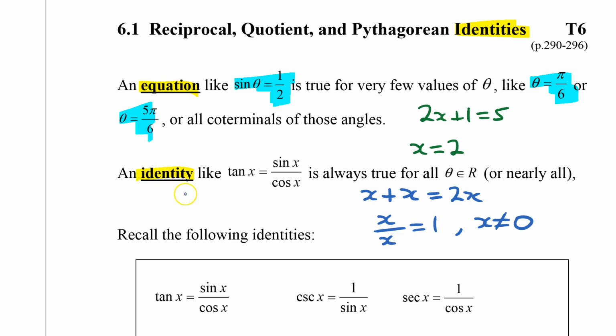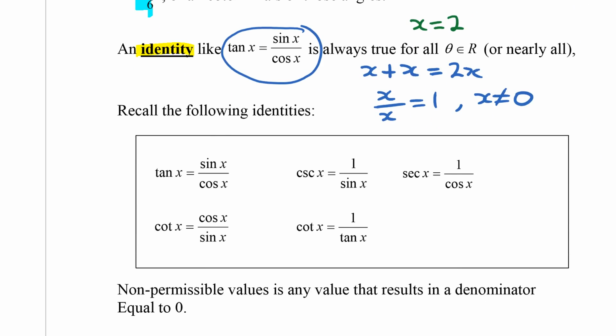So looking at an identity, here's an example of an identity: tan of x is equal to sine of x over cos of x. Here are a few more identities, and these are the basic ones that we've taken before. Tan is equal to sine over cos. The reciprocal of tan is cotan, and what happens is the numerator and the denominator get reversed.